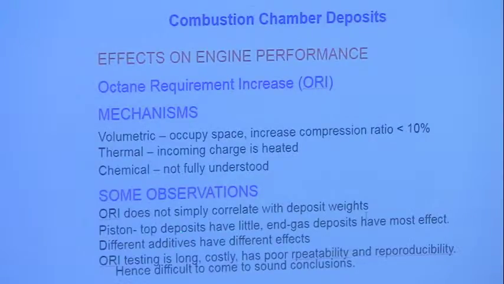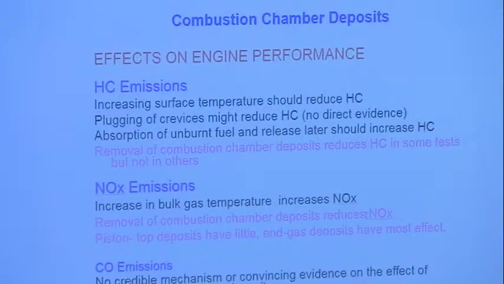ORI, octane requirement increase, actually does not simply correlate with deposit weights. Piston top deposits have little effect, whereas end gas deposits have much more effect on this. You can do these experiments by selectively removing some deposits and testing the engine again and so on. And different additives have different effects. But the problem is this ORI testing is long, costly, with poor repeatability and reproducibility. To come to sound conclusions, you have to do a lot of repeat experiments. This is the problem with deposit studies.